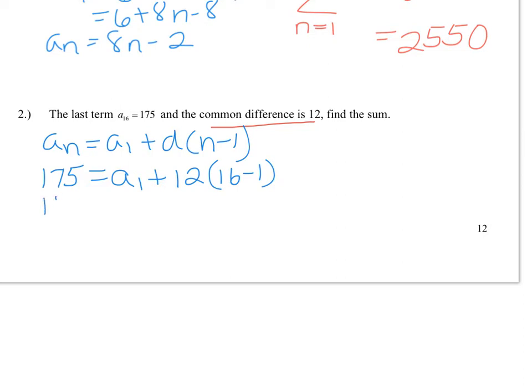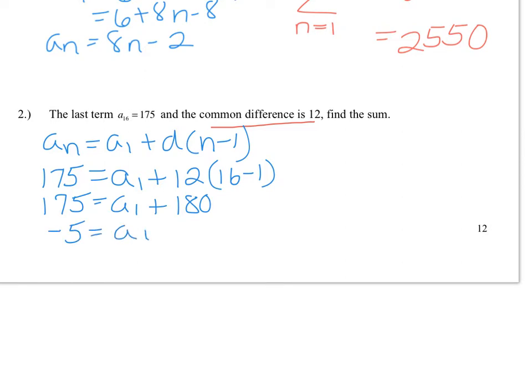Okay. So we have 175 equals a sub 1 plus 15 times 12. 16 minus 1 is 15, and 15 times 12 on a calculator is 180. So if I subtract 180 on both sides, negative 5 equals a sub 1. So I do now have my first term.